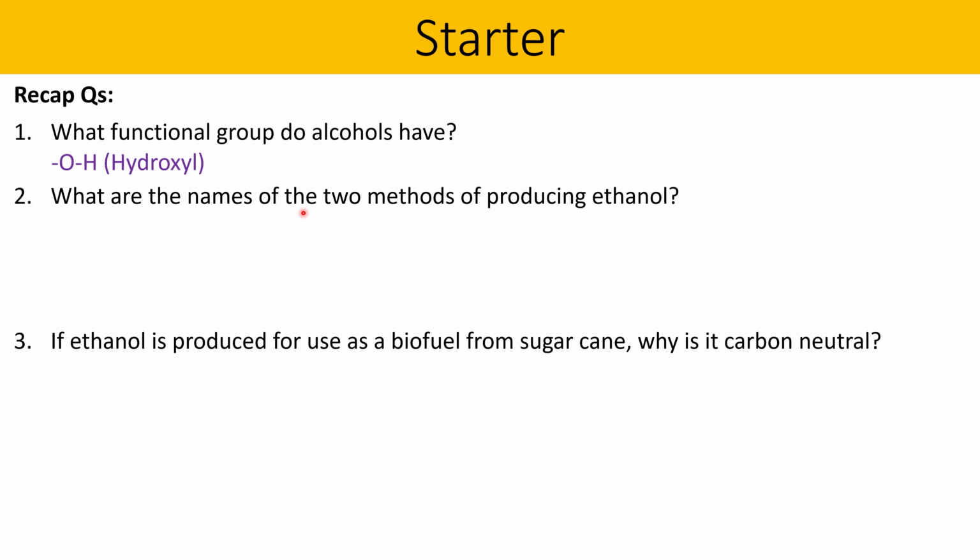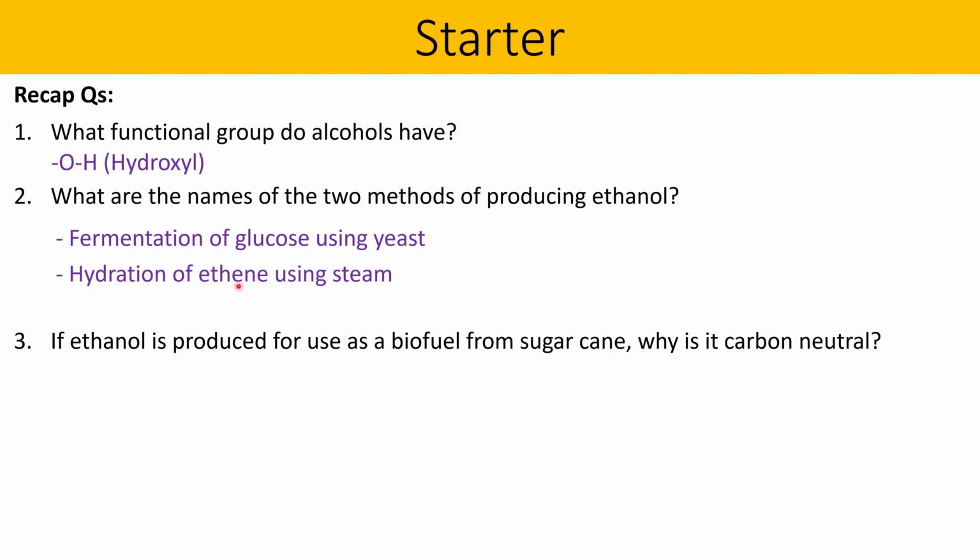Okay, so the names of the two methods of producing ethanol are, you should have got fermentation of glucose, which uses yeast, or you could have gone for hydration of ethene using steam. Now remember with that glucose comes from sugarcane, that's its raw material, so plants, so it's renewable, key advantage, whereas ethene comes from crude oil, so that's a disadvantage because crude oil is a non-renewable resource.